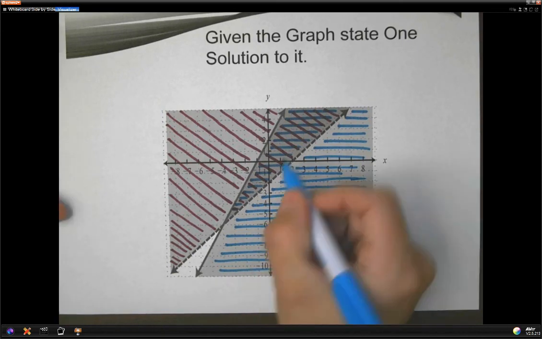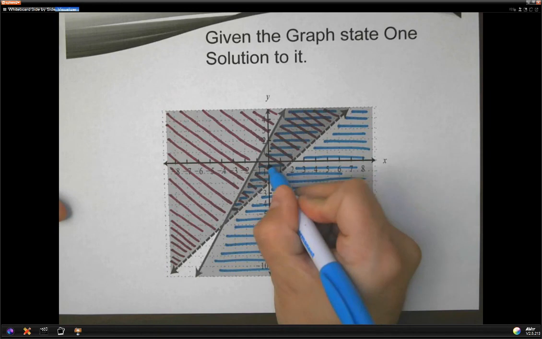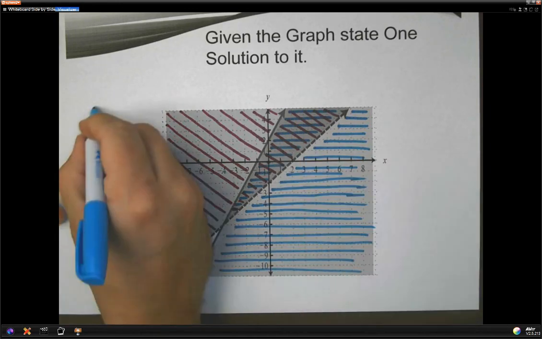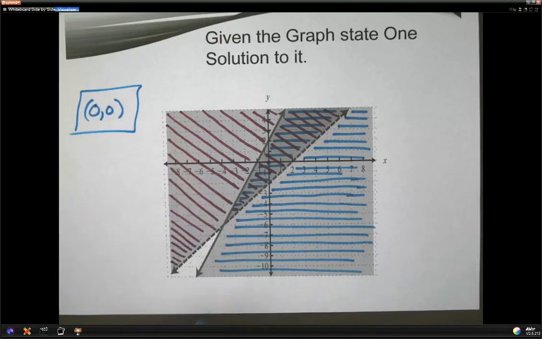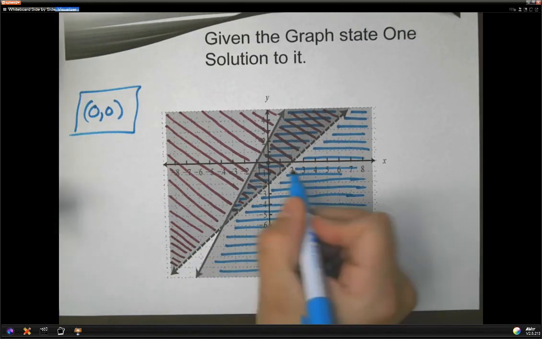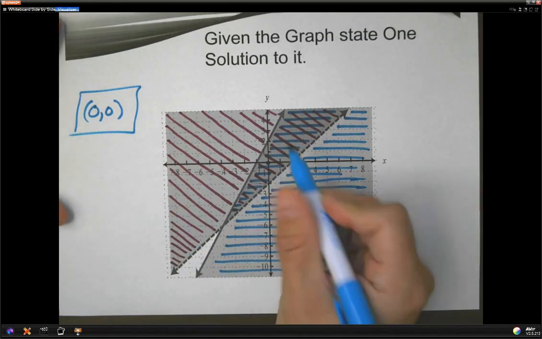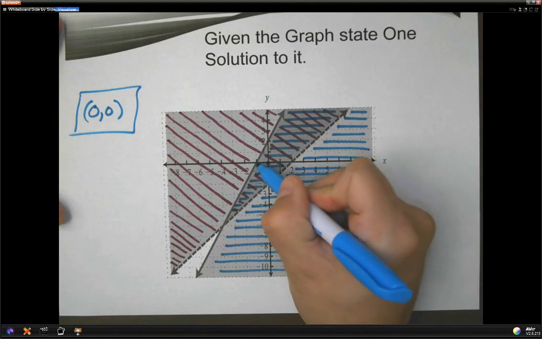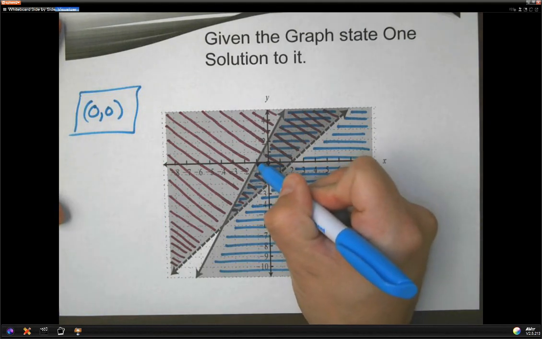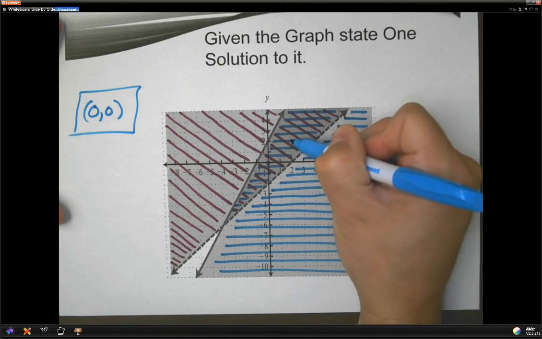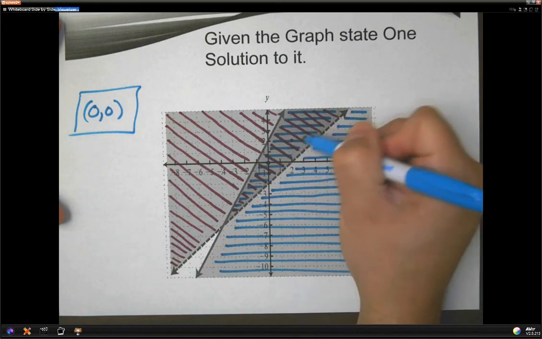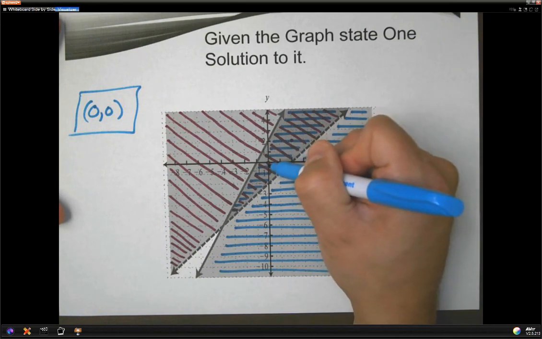So for example, for me, I see my double shaded areas right here, and I see that 0, 0 is in that double shaded area. So this would be one solution to it. Well, guess what? You didn't just have to have that point. You could have had the point 1, 0. You could have had the point negative 1, 0. This is actually on the solid line, and that would have worked. You could have had the point 2, 2. That's right there. So any point in this shaded area is a solution.